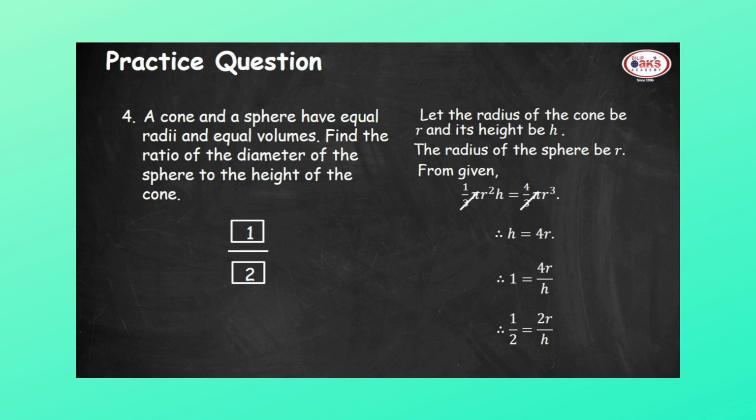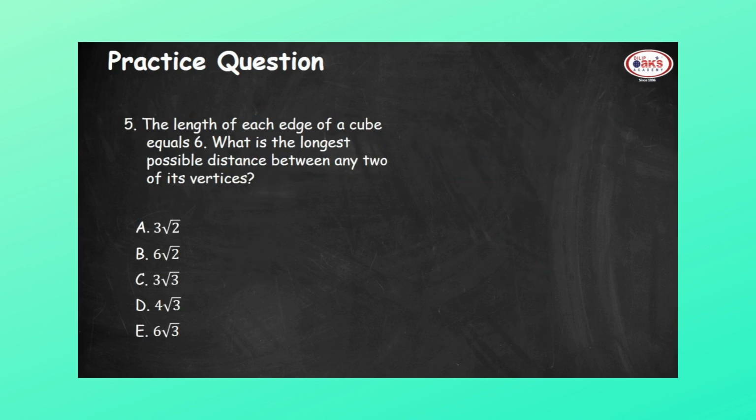Yes, this is the last question in today's class here. It is asking us to find out the longest possible distance between any two vertices of a cube whose every edge is 6 units long. Now this is an interesting question because it expects you to imagine a solid shape in 3-dimensional geometry. So a cube having each edge 6 units long can look something like this.